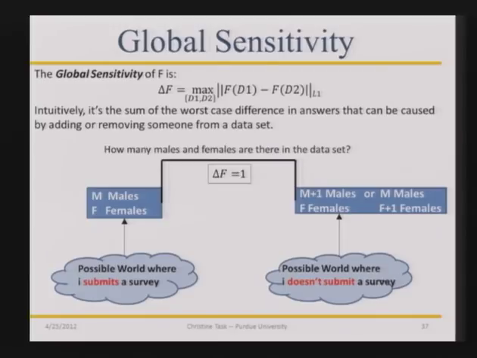Histograms that partition the data so that each individual can show up in only one bucket are a nice cheat. So if I ask, how many males and females are there in the data set? And there are M males and F females. Then when I add or remove one person, we're going to default to add here, then I'm going to be either adding one male or adding one female. One person will not cause both counts to increase. Therefore, the total sensitivity, the total maximum change across the two questions, is one. In fact, that's going to be true for any histogram, any count that partitions the data set like that. And that's going to be incredibly useful. Okay.